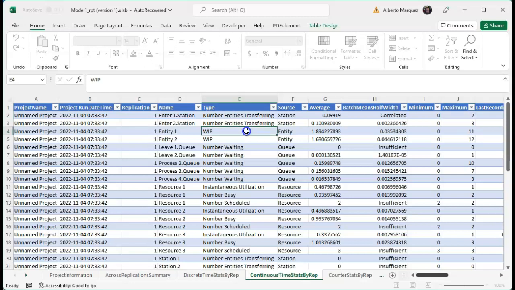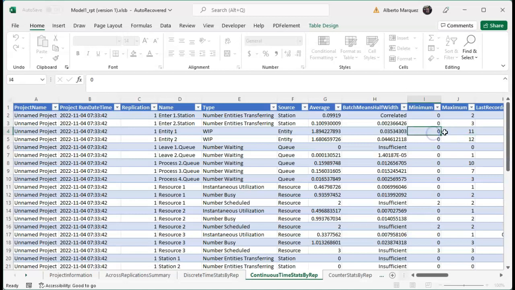WIP is work in process. This would tell you the total number of entities that you have. You have separated for entity 1 and entity 2, so you can know that on average there were 1.89 entity type 1 in the system and 1.68 entity type 2 in the system, with also your half-width for the confidence interval. You will see also that you have a minimum and a maximum.